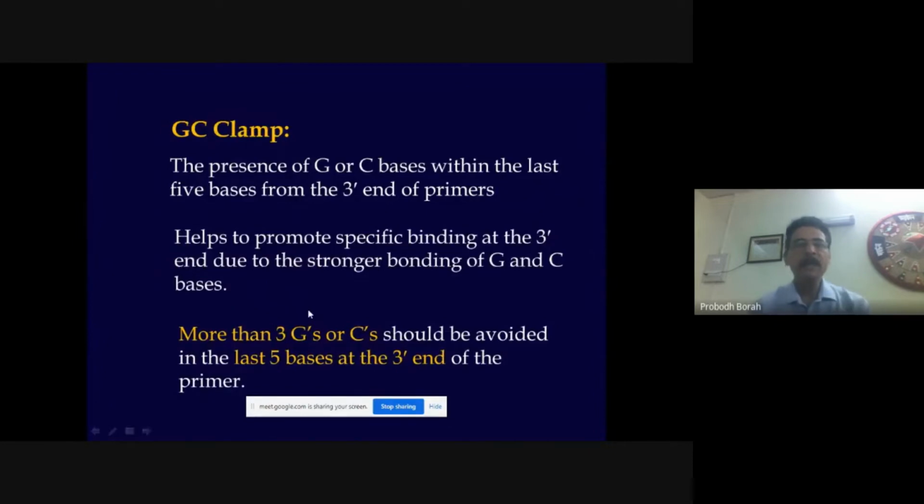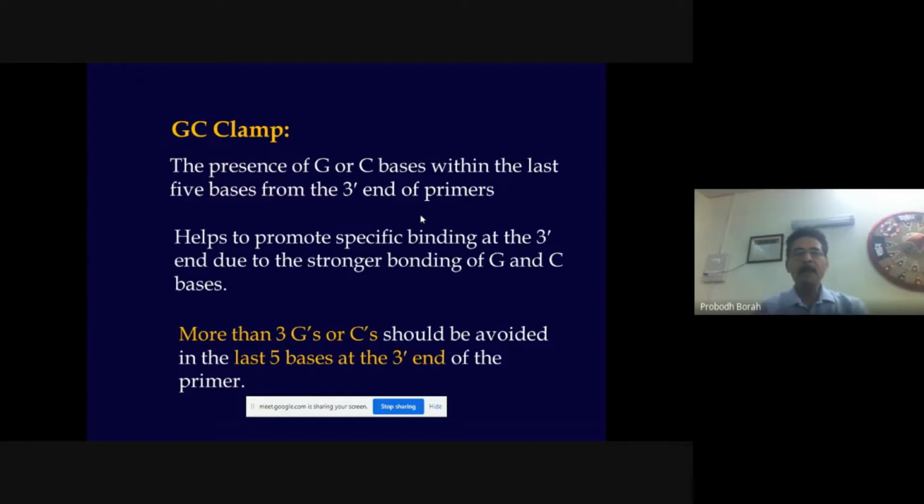The next property is GC clamp. GC clamp means the presence of G or C bases among the 5 nucleotides at the 3' end of the primer. I think you know what that means. 3' end means the end towards the right, and 5' end is the end towards the left. So from the 3' end of the primer, the polymerase will start elongating the new strand of the nucleotide sequence.